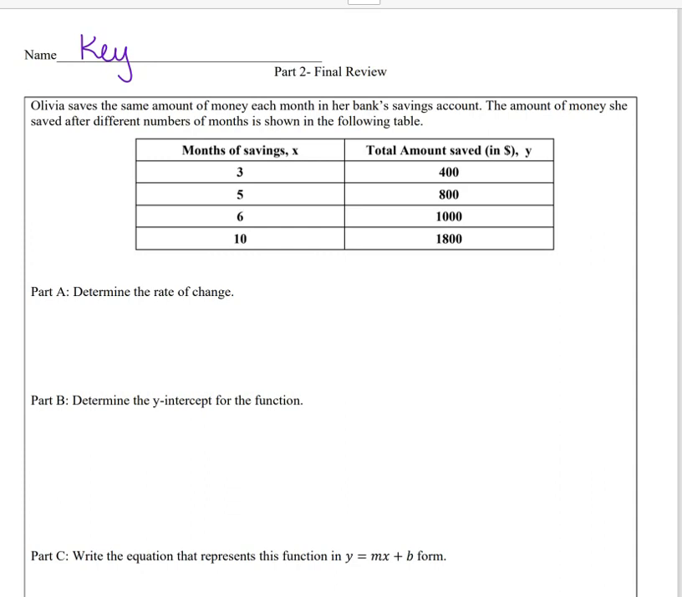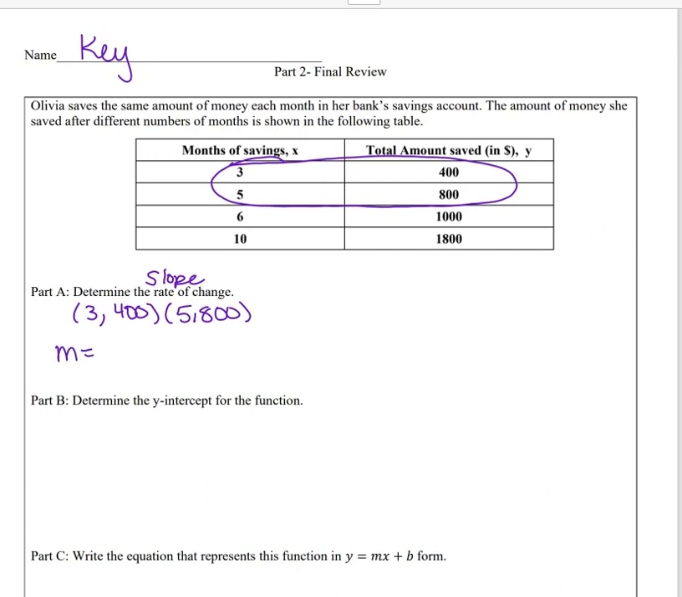For part A it says determine the rate of change. The rate of change is the slope, so that means I need 2 points. I'm just going to take the first two. It doesn't matter because it told us they're saving the same amount each month. We know it's linear. So with a slope, I need 2 points. I have the point (3, 400), and then I have the point (5, 800).